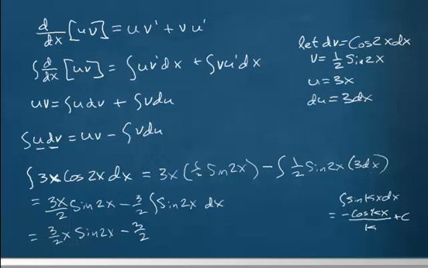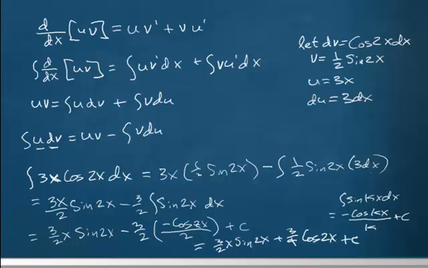Now, when we do this integration here, we're going to have minus cosine 2x over 2. And that'll be plus some constant. So we can simplify this a little bit. Let's see, we have 3/2 x sine 2x minus, actually this is going to be plus now, plus 3/4 cosine 2x plus our constant.